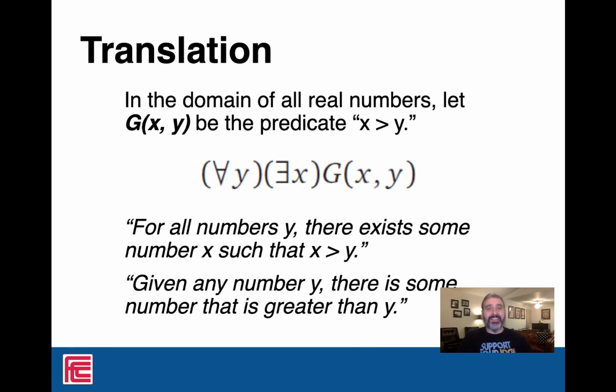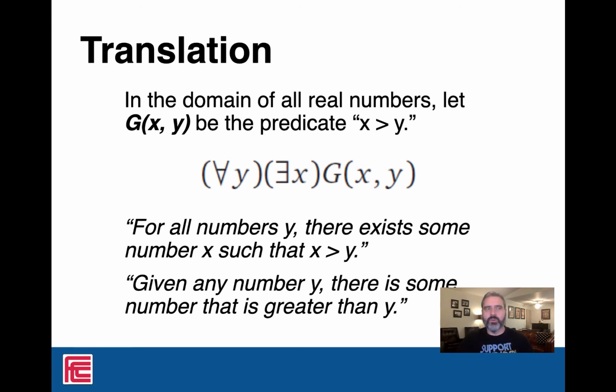So we can also do something where we combine quantifiers for different variables. If we said for all real numbers, G of x and y is x is less than y, right? So G just stands for x is less than y. If that's the case, then we can say for all y, there exists an x, G of x and y. Translated to English: for all numbers y, there exists some number x such that x is greater than y, or for any given number y, there is some number that is greater than y, which is absolutely true.